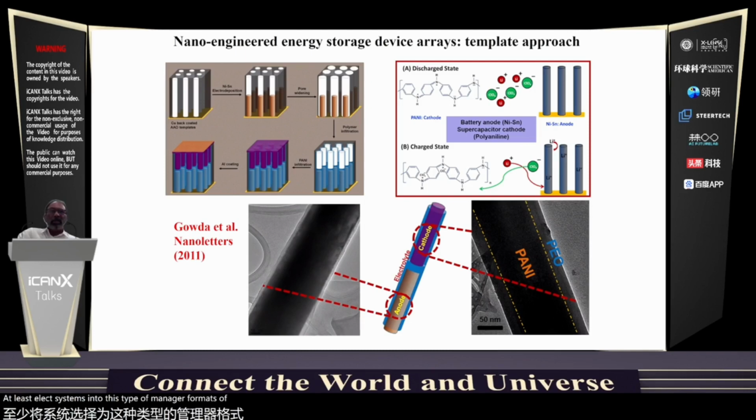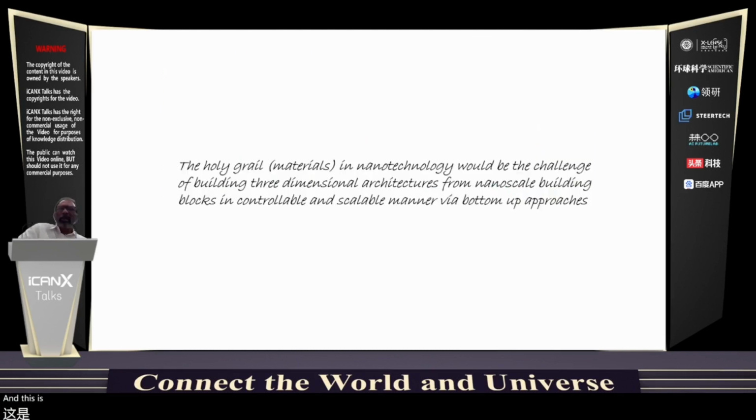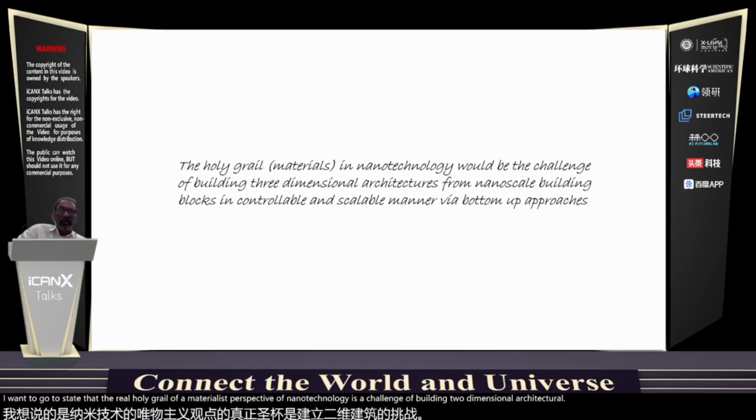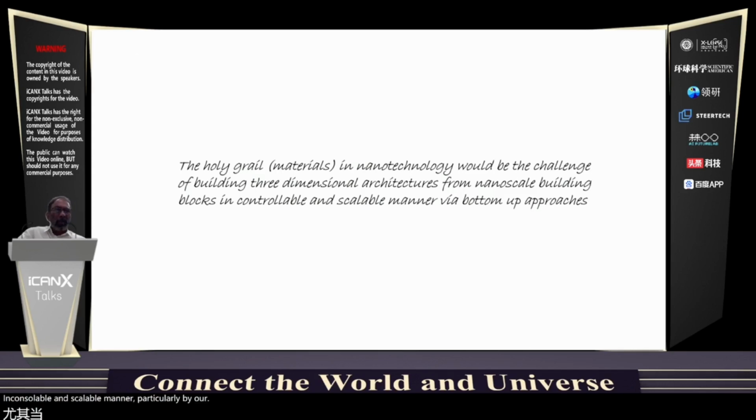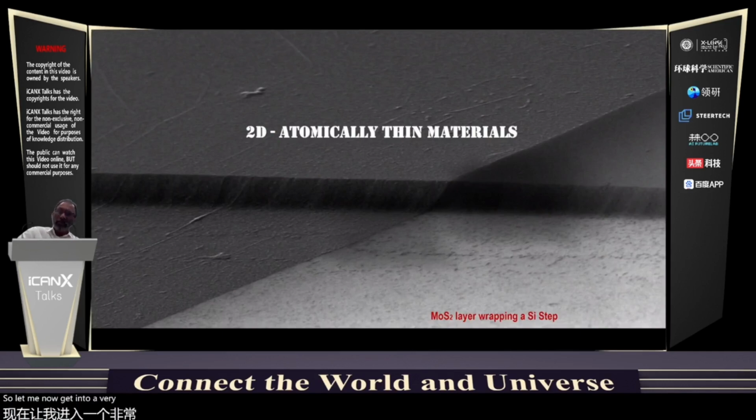So just kind of finishing up the first part of my talk, which is mostly dealt with materials like carbon nanotubes and how they can be built into pseudo 3D or 3D structures. I want to kind of state that the real holy grail from a materials perspective in nanotechnology is a challenge of building three-dimensional architectures from nanoscale building blocks in controllable and scalable manner, particularly via the bottom-up approach. So let me now get into a very different type of materials and the kind of challenges that these type of structures face as you build up.